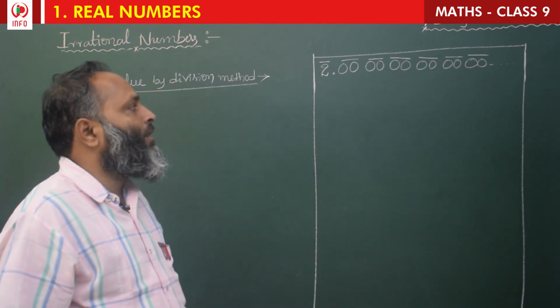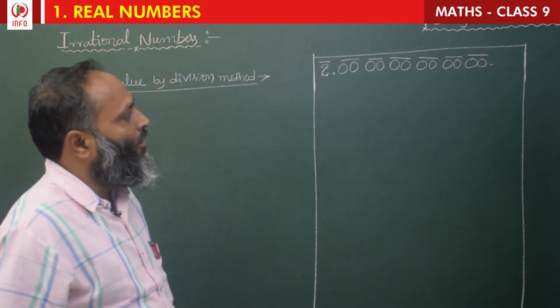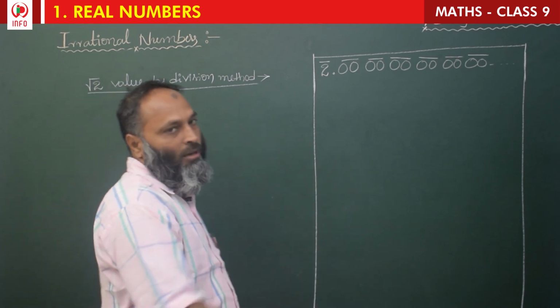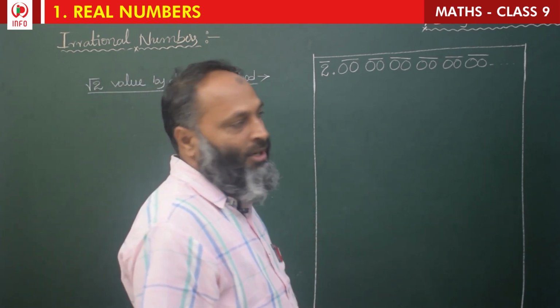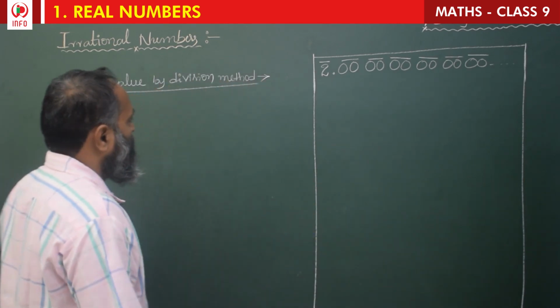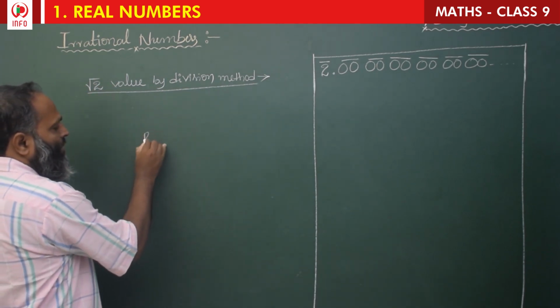Then after that, how to divide? Make a rough column. Actually, we should make the rough column on the right side, but here we don't have space, so I am doing the rough column here.